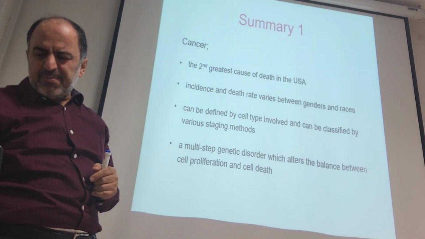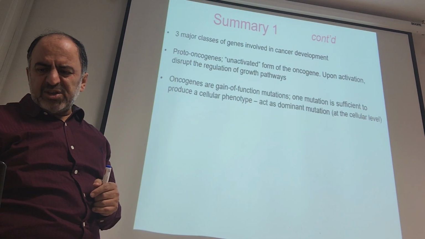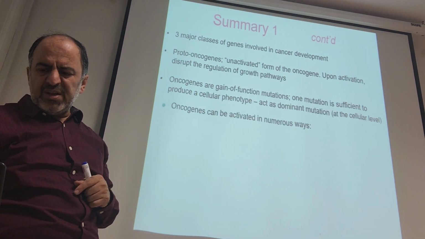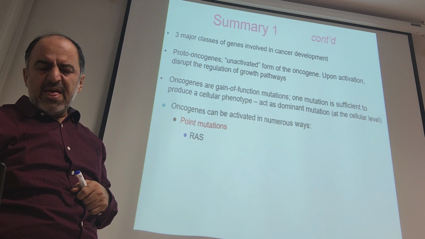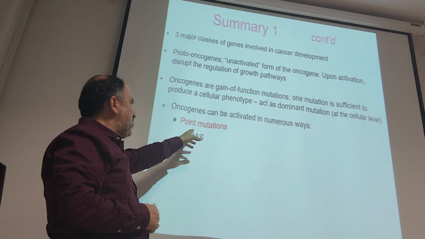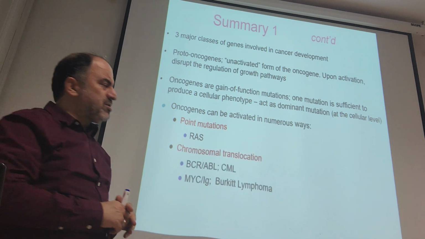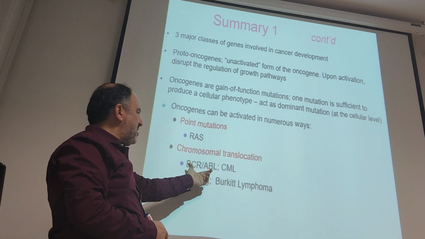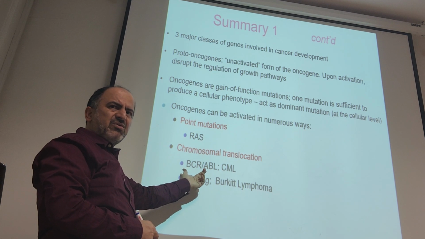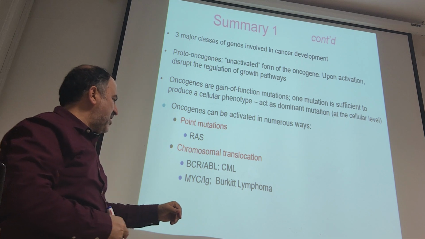Cancer is a multi-step process, an imbalance of cell proliferation and cell death. We have 3 major cancer genes. We just told you about oncogenes. You will hear about tumor suppressors in the next one. And the kind of mutation, how they would be activated. Is it by point mutation, same as RAS? Is it by chromosomal translocation, same as BCR-ABL? These are 2 normal genes fused together, a fusion protein. It would be a chromosomal translocation.